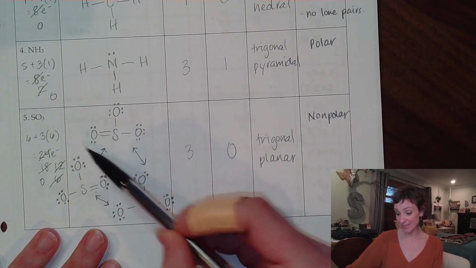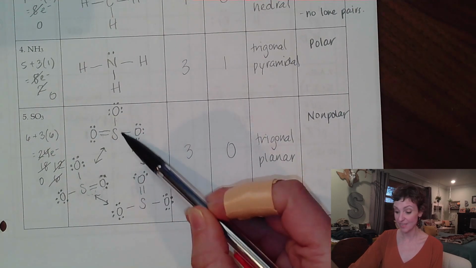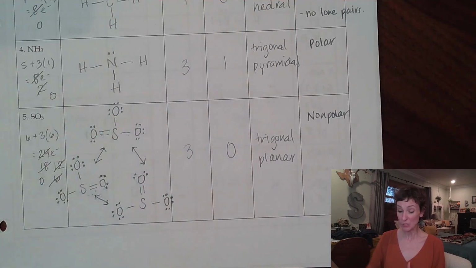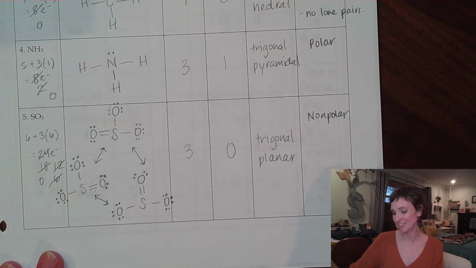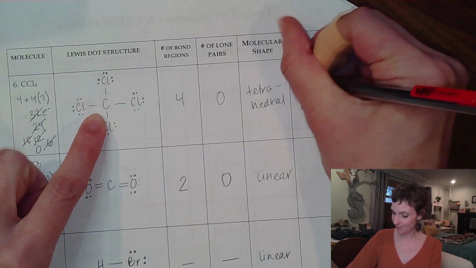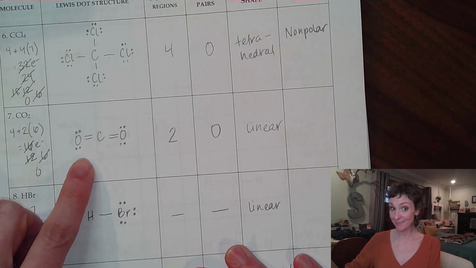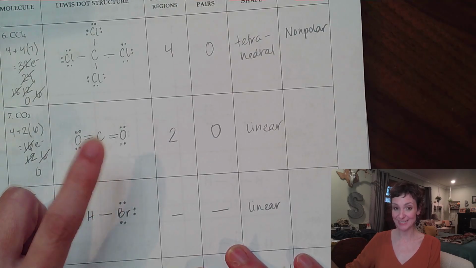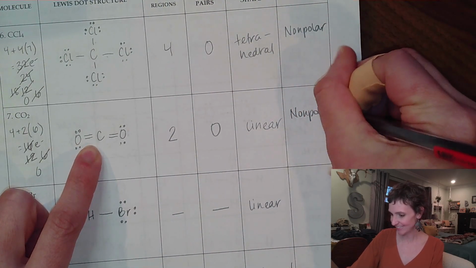So what this means, even though there are 3 resonance structures, I do not care. They all have the same outer atoms and there are no lone pairs on the central atom, which means the dipoles of each one of those sulfur to oxygen bonds are going to cancel each other out. Let's see if we have a few more. Same outer atoms, no lone pairs on the central atom, nonpolar. Same outer atoms, no lone pairs on the central atom, nonpolar. Look how fun this is and satisfying.